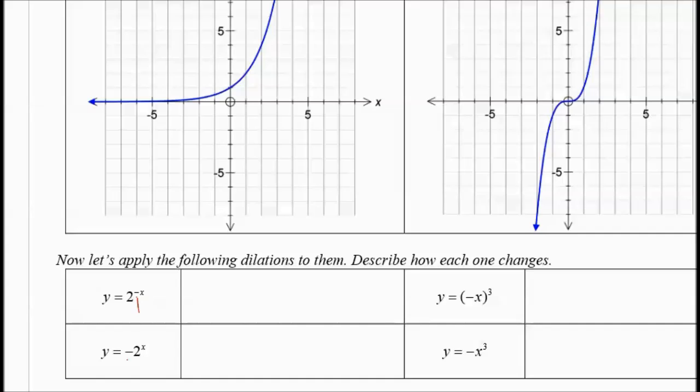Well, the first one, the negative is being applied to x, so it's going to reflect the x values horizontally over the y axis. Okay, so let's see how that happens.